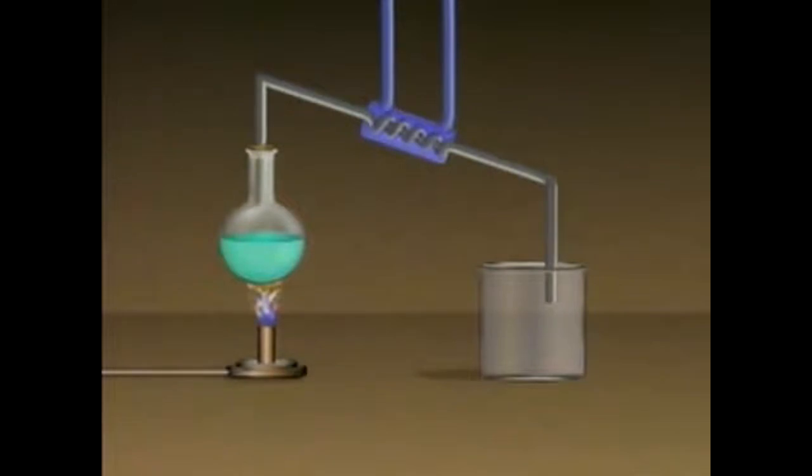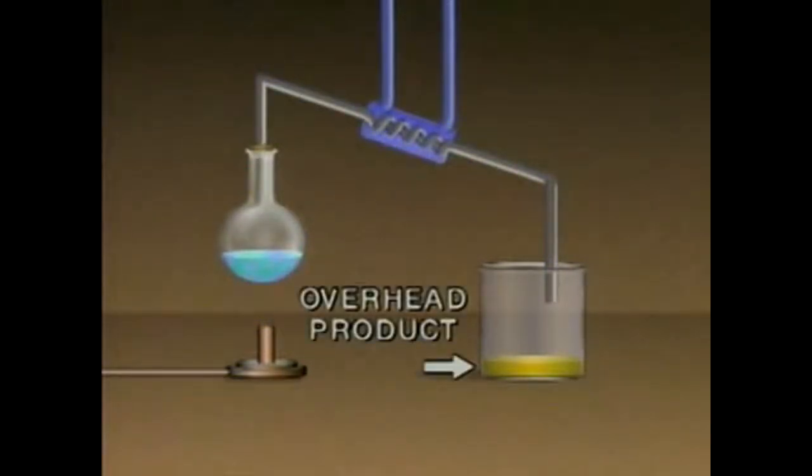When the mixture is heated, it begins to boil. The vapors produced by the boiling liquid leave the still through a tube and enter the condenser. As the vapors flow through the condenser, they're cooled and turned back into liquid. The liquid then flows into the receiver. The vapor that's collected and condensed is called the overhead product.